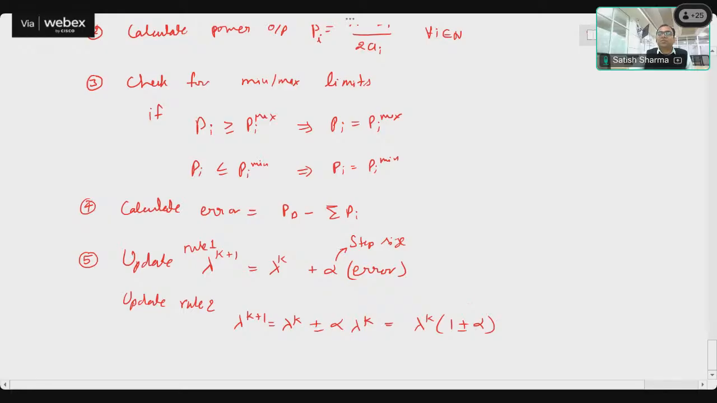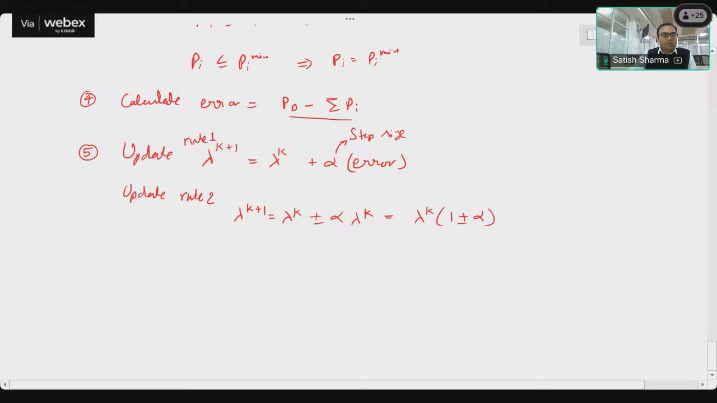Positive is when we want to increase lambda. Which one we should use, positive or negative, will depend upon the sign of the error. In the earlier rule, we just simply keep the plus sign, and the error will itself have a positive or negative sign, so that is already incorporated in it. And then once it has been done, we can check for convergence.